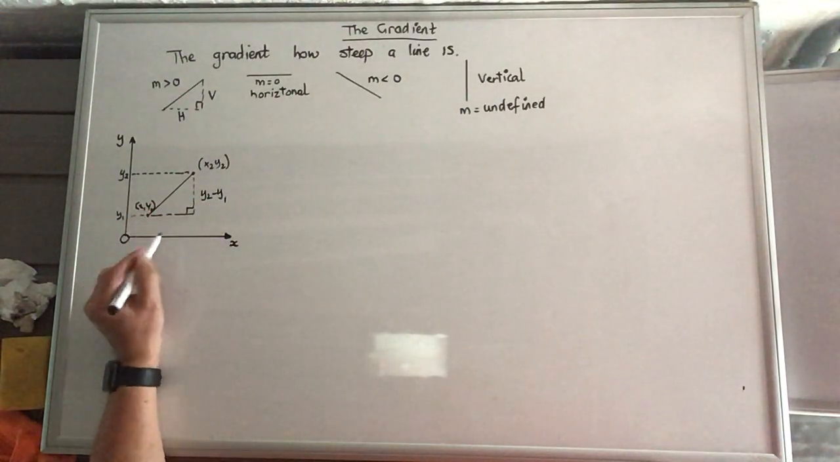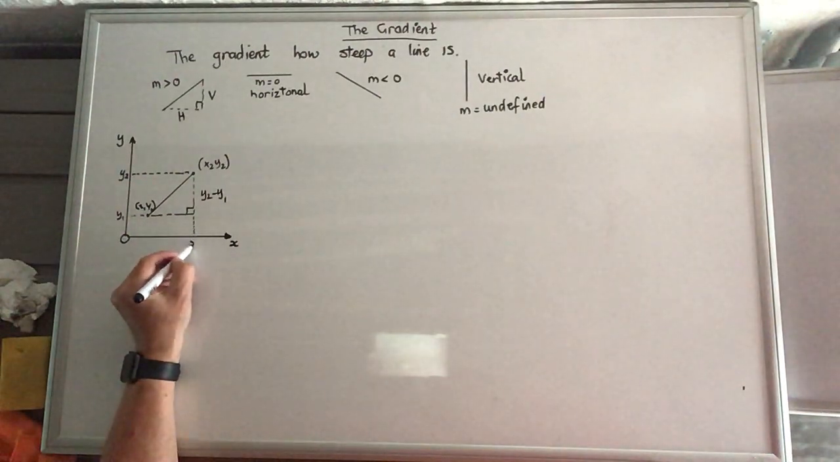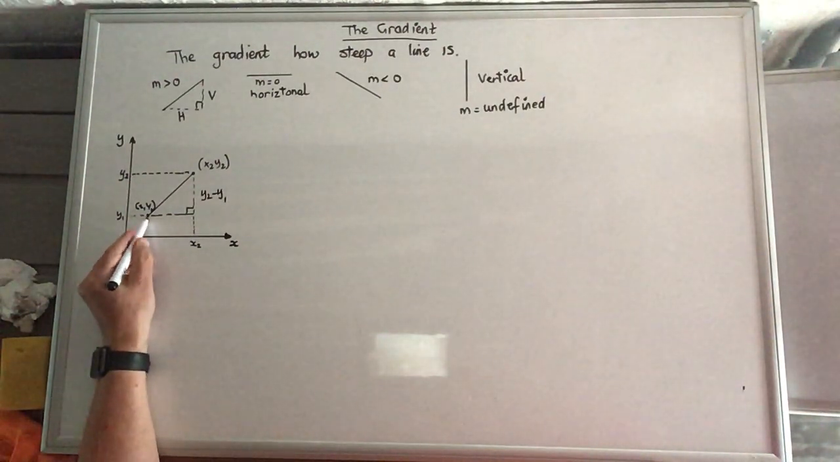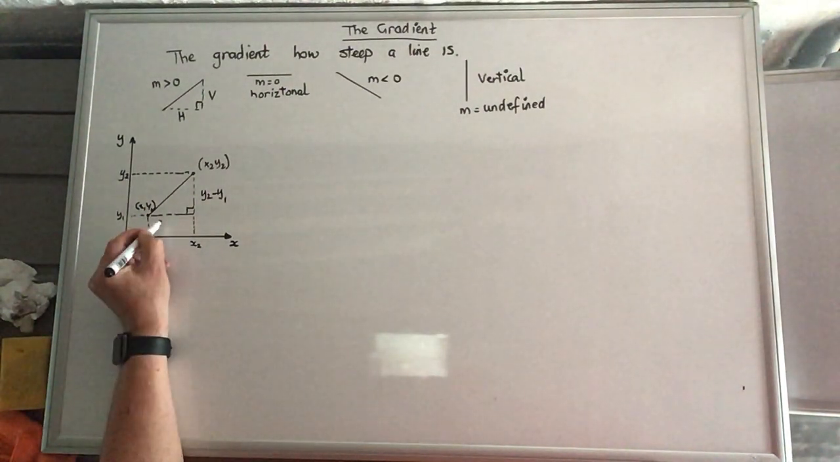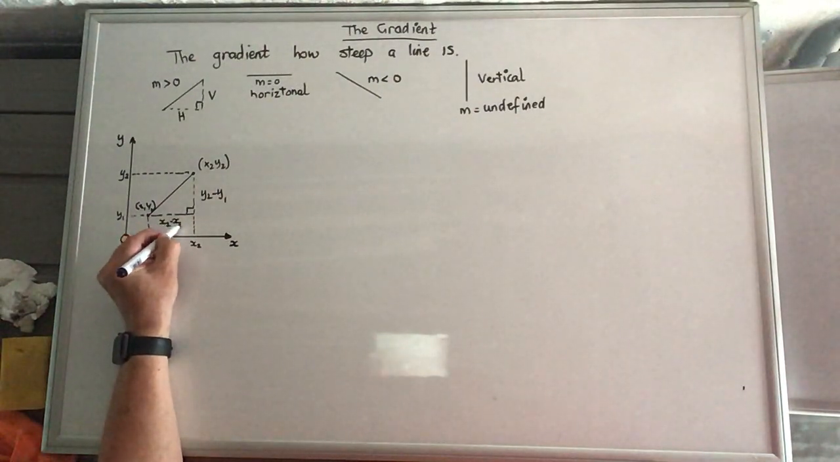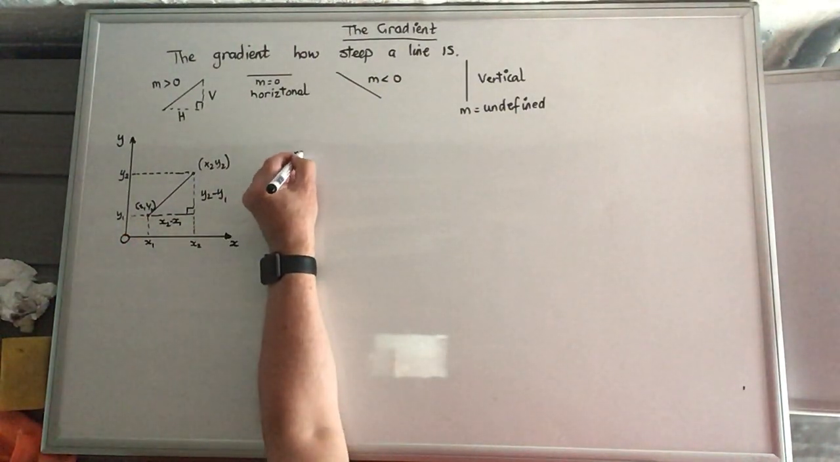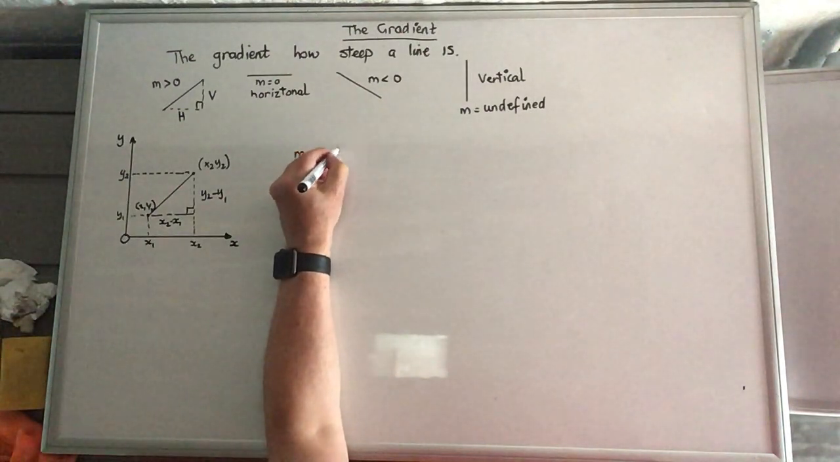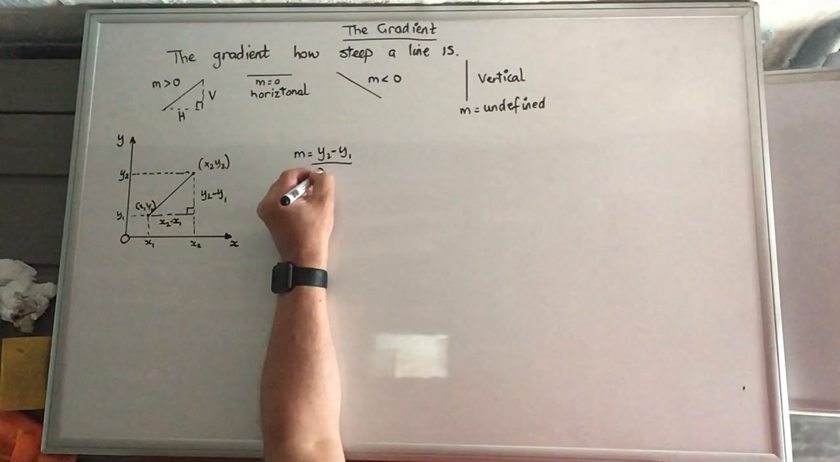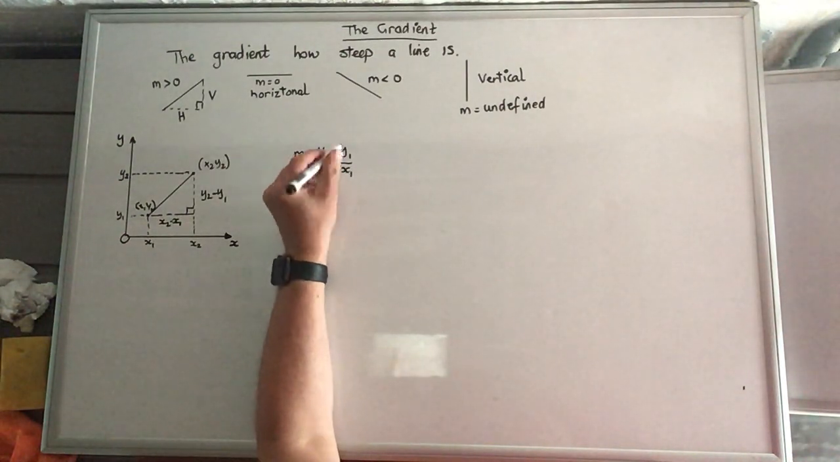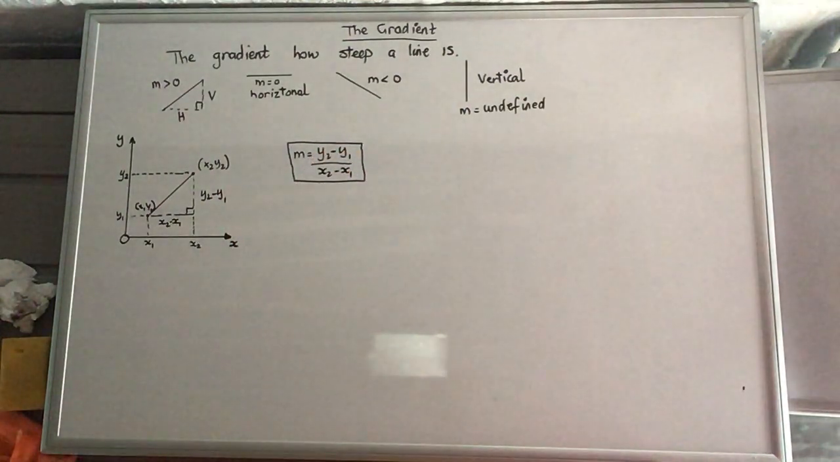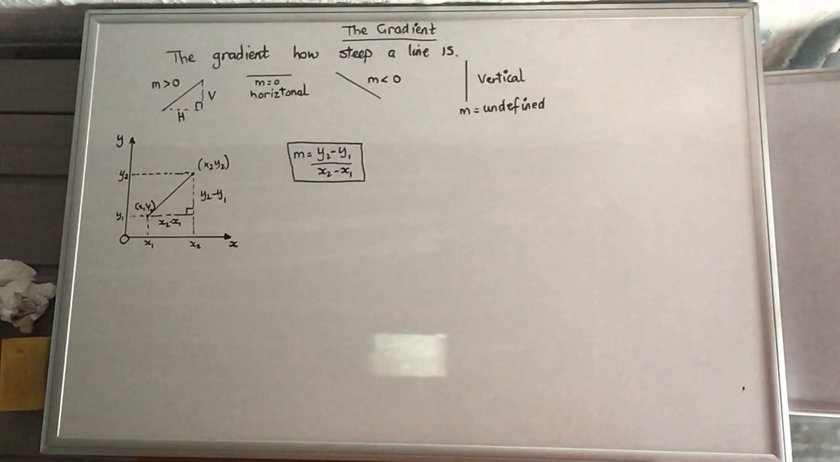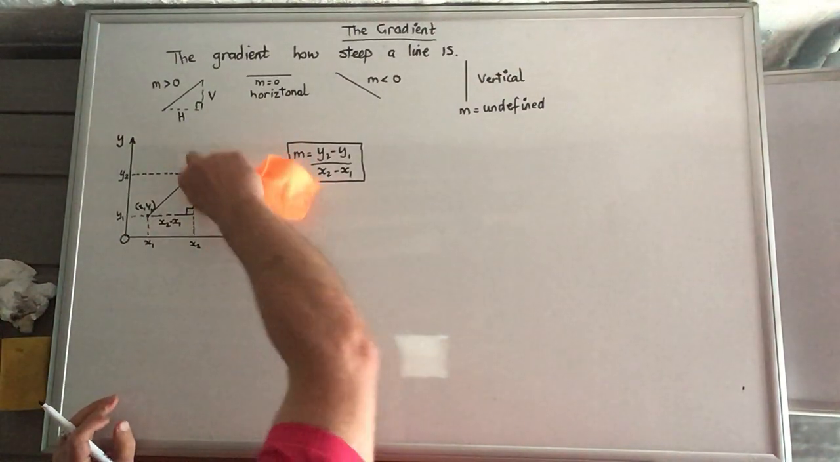And we can do the same idea for the x coordinate. So this is x2, and this is x1. And this distance here that we want to calculate is x2 minus x1. And we're practically there. So the gradient formula is y2 minus y1 divided by x2 minus x1. And that's defined as being how to work out the gradient for a straight line. And we're now going to use that for some real life examples. Okay, so I'll just rub this out and we'll do some examples.